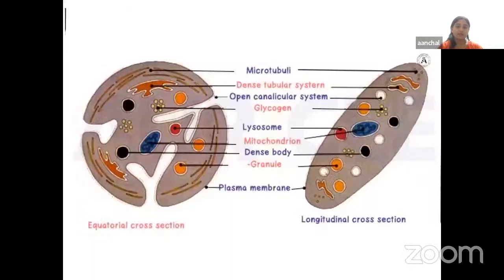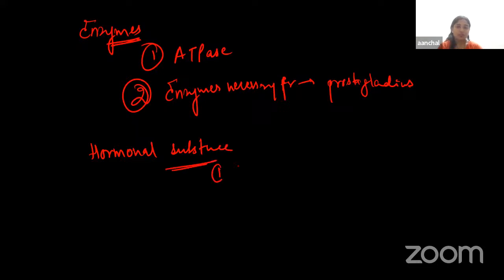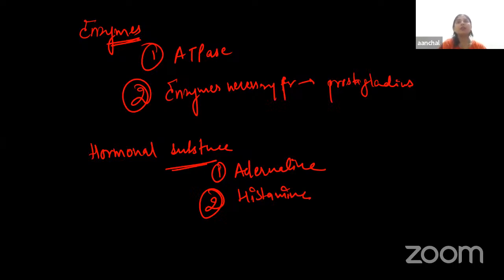Now next we have some enzymes. So enzymes include adenosine triphosphatase or ATPase and the enzymes necessary for synthesis of prostaglandins. What is the role of prostaglandins, that we're going to discuss in detail. Then also other hormonal substances are present inside the cytoplasm. Those hormonal substances include adrenaline and histamine. So this is all about the contents which are present inside the cytoplasm other than the organelles, right?